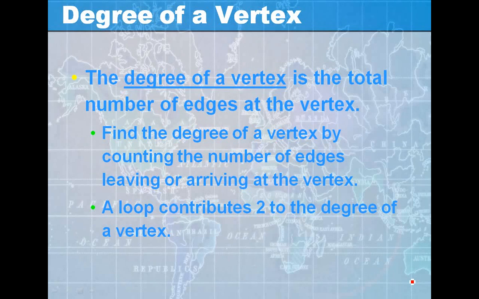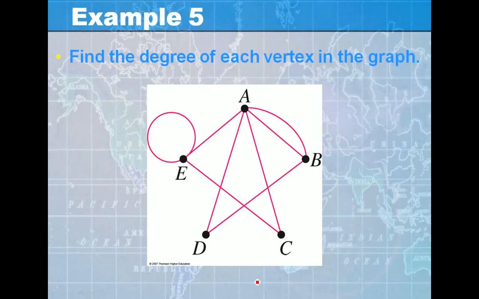Okay, we're going to continue on in section 6.1, and we're going to start with degree of a vertex. The degree of a vertex is the number of edges that you find at that vertex. Now notice a loop counts as a degree of 2 for the vertex, and we'll look at an example of that next. So the degree of the vertex, there are 1, 2, 3, 4, 5 edges coming out of A, so the degree of A is 5.